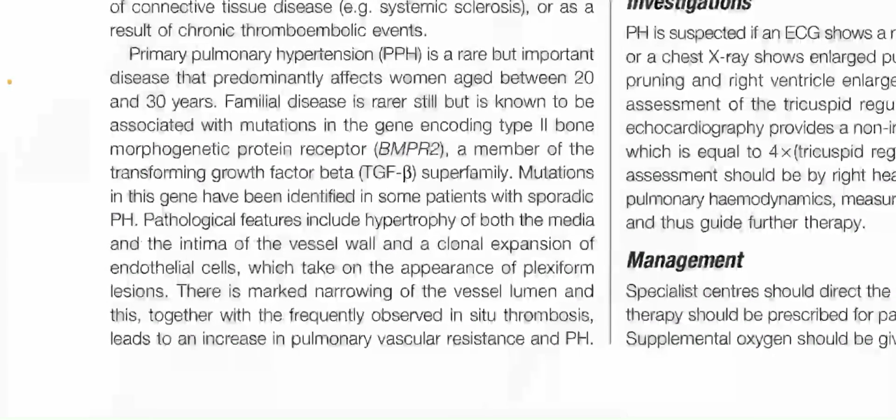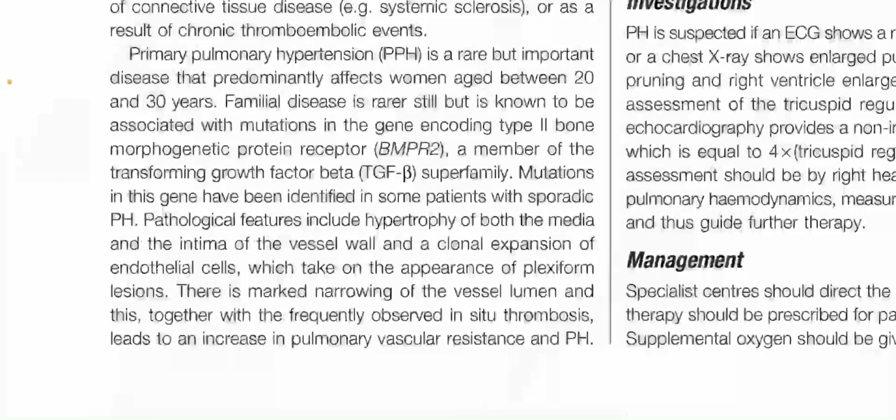Primary pulmonary hypertension is a rare but important disease that predominantly affects women aged between 20 and 30 years. Familial disease is rarer still, but is known to be associated with mutations in the gene encoding type 2 bone morphogenetic protein receptor, BMPR2, a member of the transforming growth factor beta (TGF-beta) superfamily. Mutations in this gene have been identified in some patients with sporadic pulmonary hypertension.